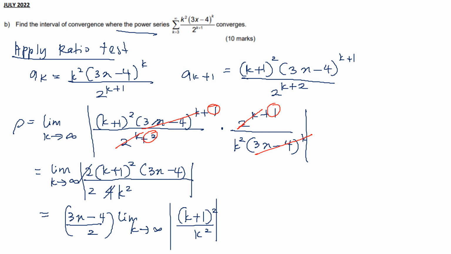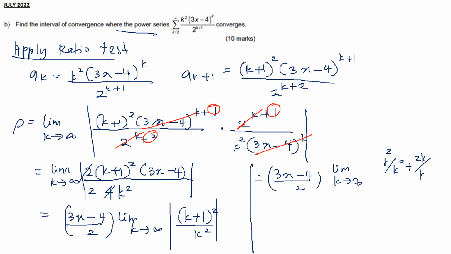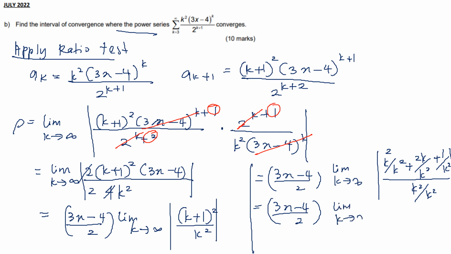Okay, so you can solve this one. I put it here: the limit as k approaches infinity of |3x minus 4 over 2| times (k squared plus 2k plus 1) over k squared. This one we can solve by dividing with the highest power of the denominator, so k squared over k squared, k squared plus 2k over k squared plus 1 over k squared, over k squared over k squared. Okay, so you will get |3x minus 4 over 2| times the limit as k approaches infinity.